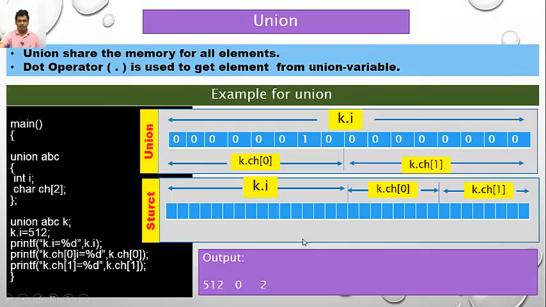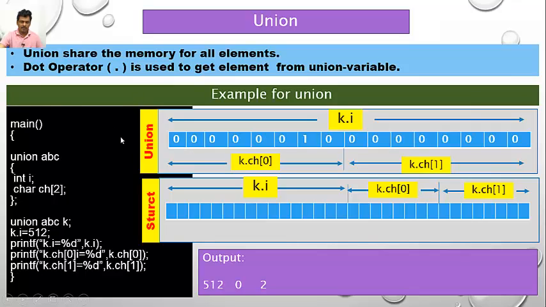Now we discuss the union. Union also resembles a structure. But in a structure, the elements occupy individual memory. It requires individual memory for each and every element of the structure. But in a union, the elements share the memory. If we want to save memory, suppose our computer has low memory. At the time of the invention of the C language, the main memory was very low in size.